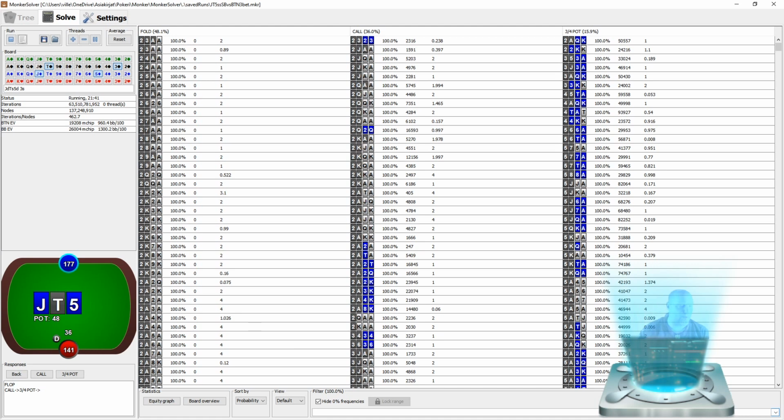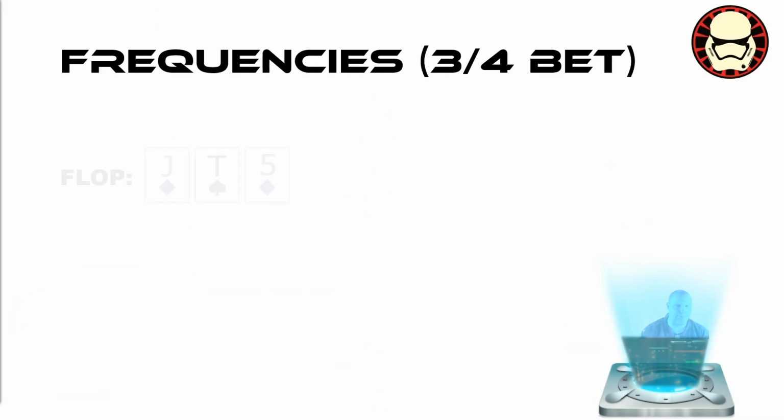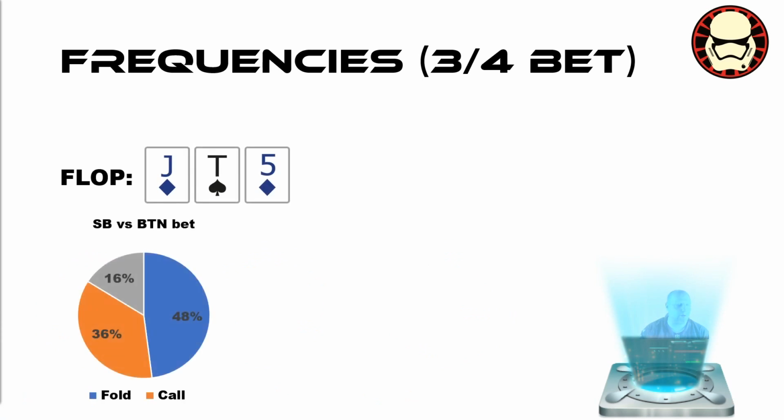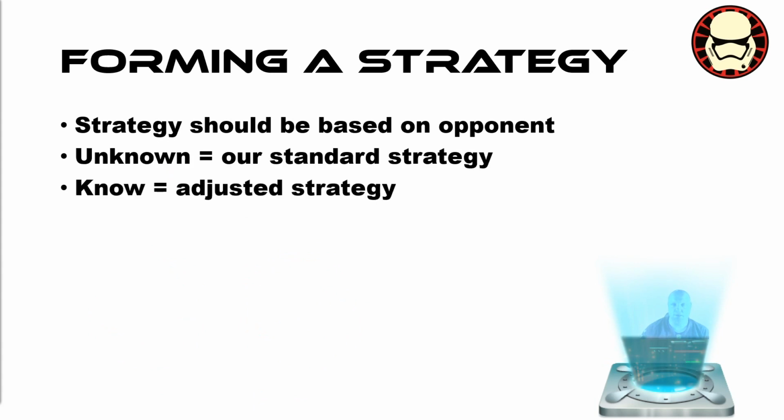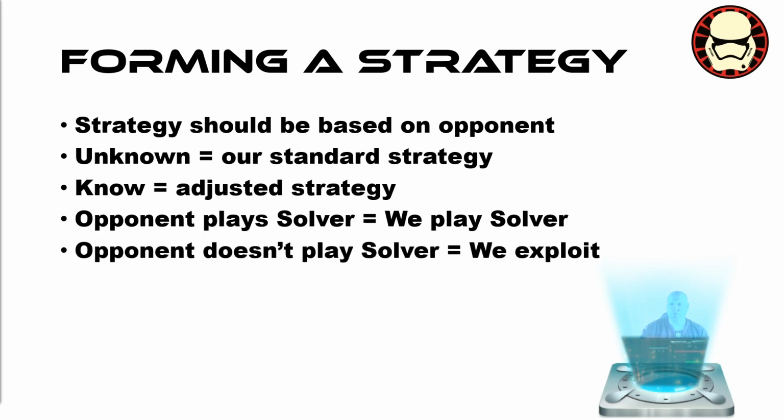And when we were discussing how to form a strategy, we go forward a little, forming a strategy. Strategy should be based on the opponent. The main question in this situation that you need to ask yourself before you do anything on the flop is: if I check, is my opponent betting complete air? Because that's the key question.